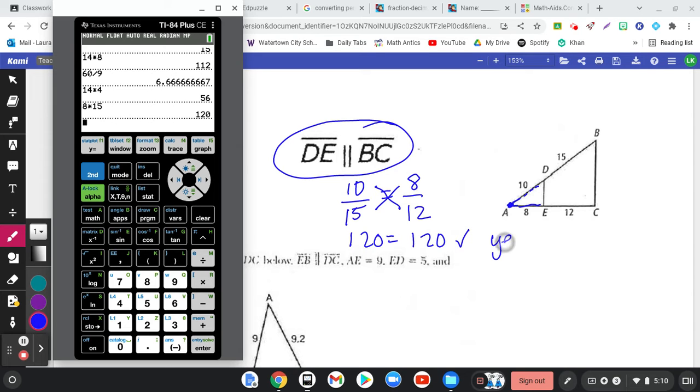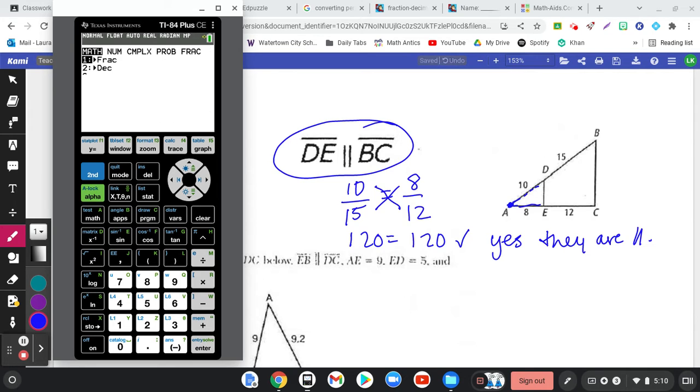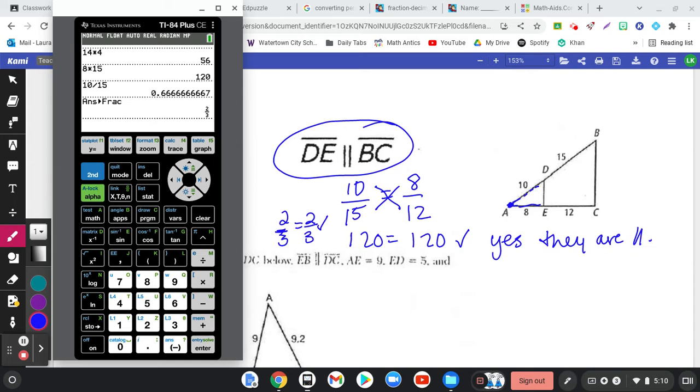So yes, they are parallel. Now, another thing you could have done is just simplify to see the similarity ratio. 10 divided by 15, and then hit math, enter, enter. They both simplify to 2/3. So that would work as well. So you could either show the cross products are the same or the similarity ratio is the same.